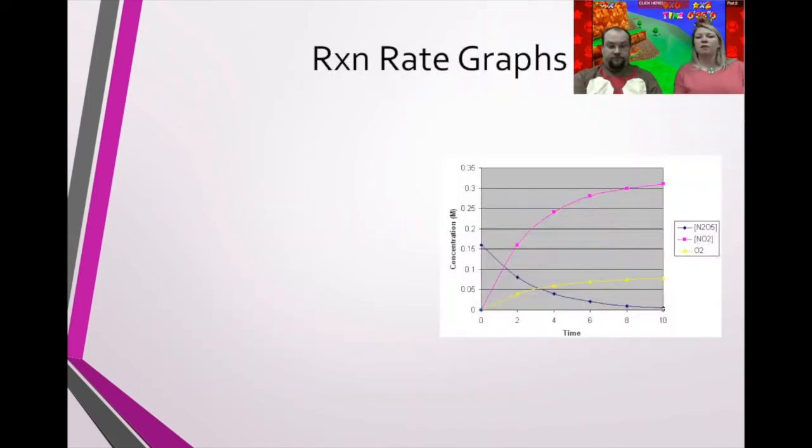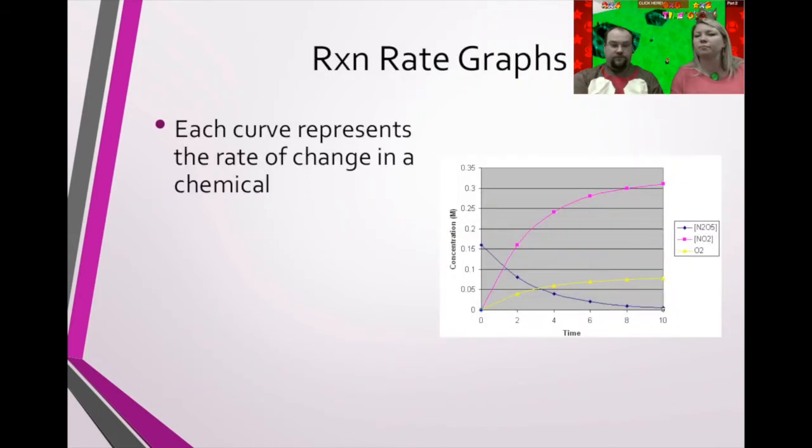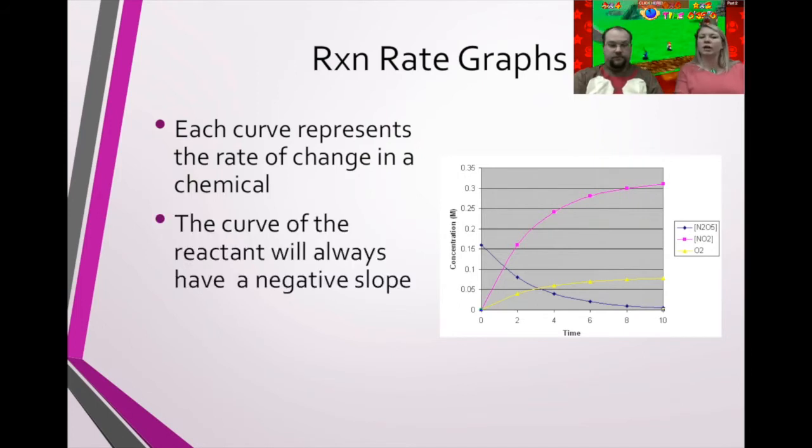Okay, and then we have some graphs we're going to take a quick peek at. Each curve represents the different rates of change in a chemical reaction. Here we have N2O5, NO2, and oxygen, all represented with different colors. The curve of the reactant will always have a negative slope because the reactants eventually turn into products. So if our reactants have a negative slope, our products should have a positive slope. Our reactants are being used, our products are being formed.